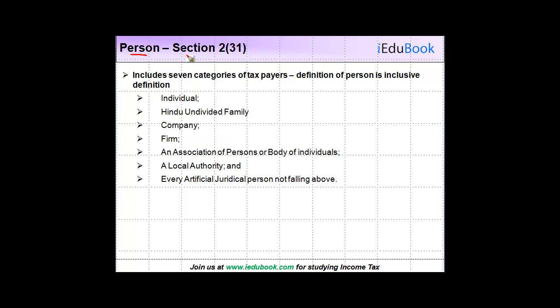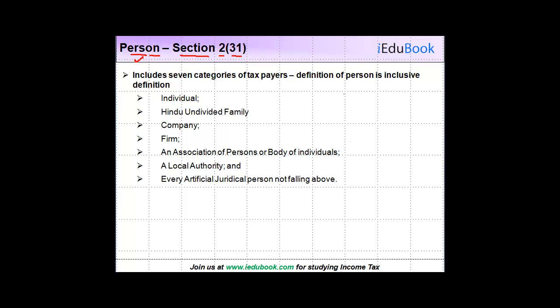Person, section 2, subsection 31. So first let's understand what is the relevance of this definition of person. In the Income Tax Act, whatever provisions are there, they are applicable to persons. So unless and until you are a person, various benefits that might be available to you, or at the same time various provisions which are applicable to you wherein the word person is used may or may not be applicable. And in this context, the definition of person becomes important.